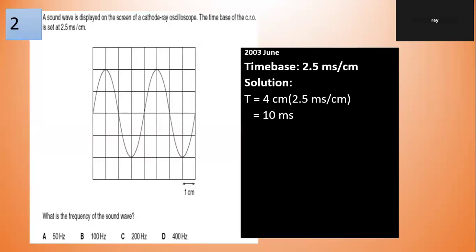Yep. What's the answer? 4 times 2.5. I mean, the period is 4 times 2.5. What's the frequency? 1/10. What's the answer? B. Answer is B. Okay, correct. Millisecond, you take the inverse of it, it times 1,000. 100 hertz. B. Okay, good.